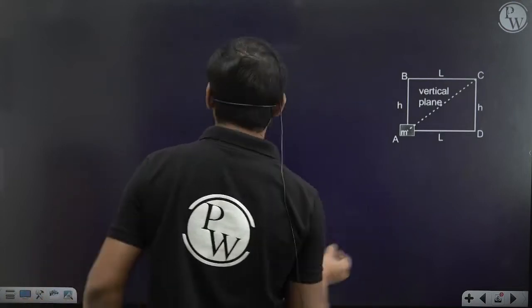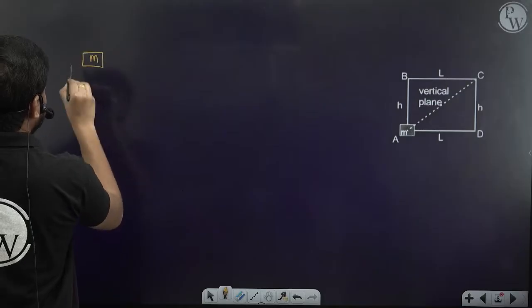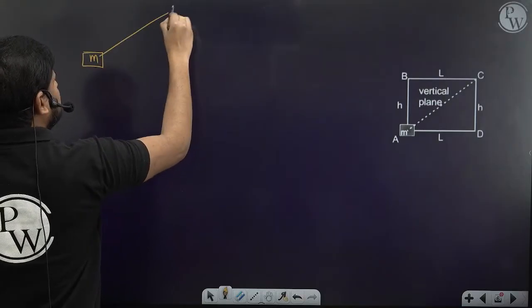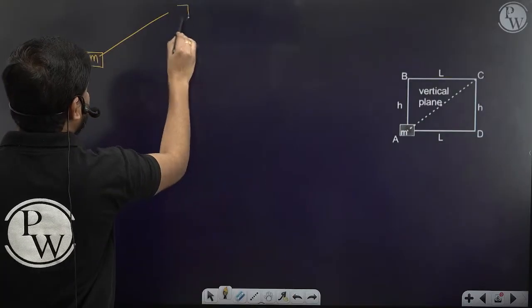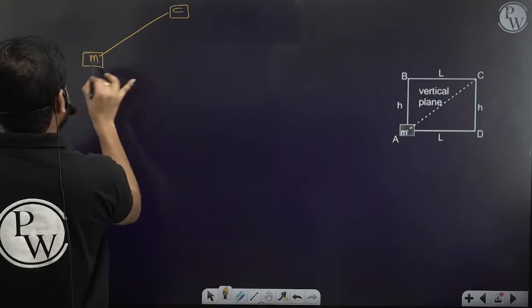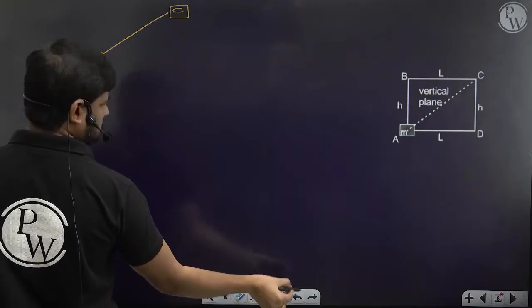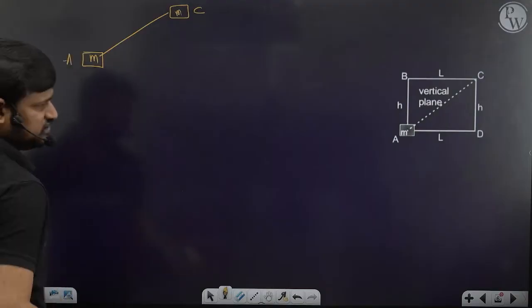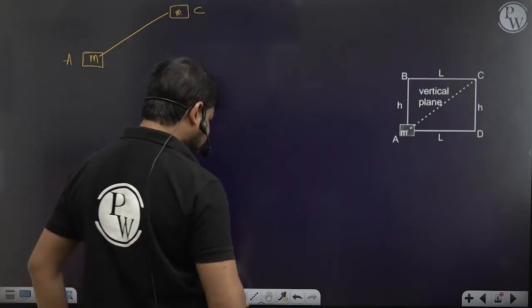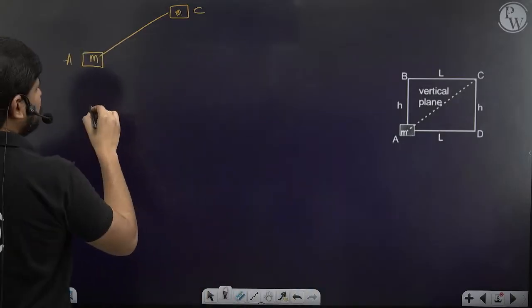See here. So the mass M is here, right? So from A to, this is the point C. So the mass has to be moved to this point, C point. So this is A, so let it be mass M. So this is the C point, this is the A point.